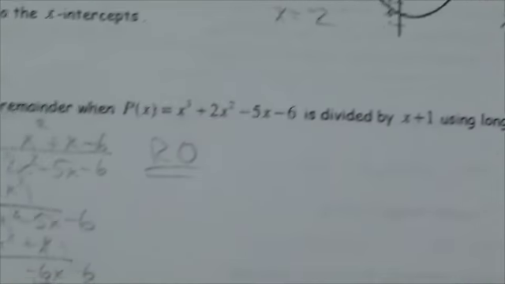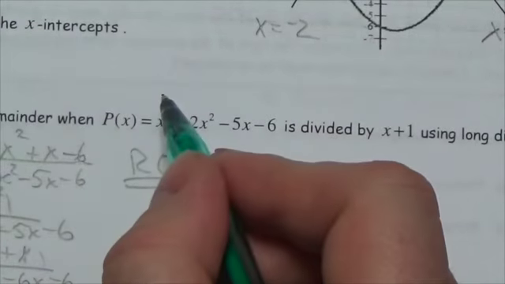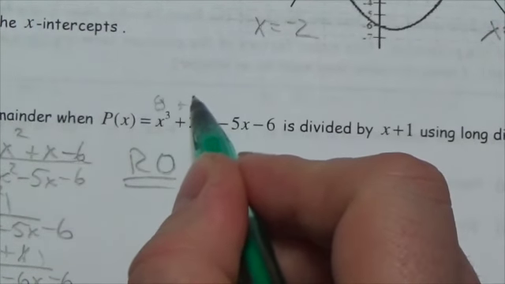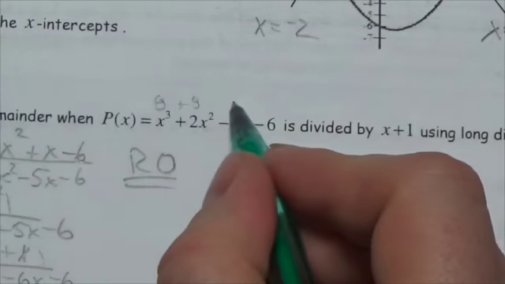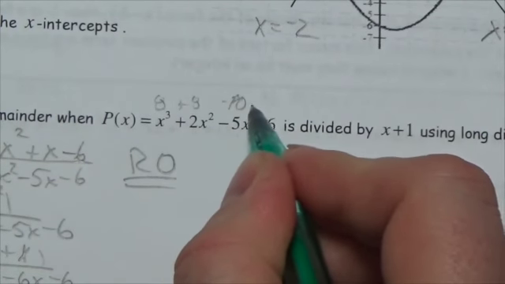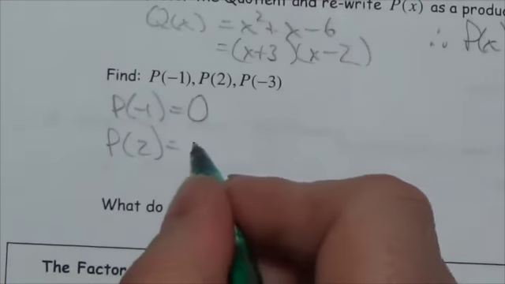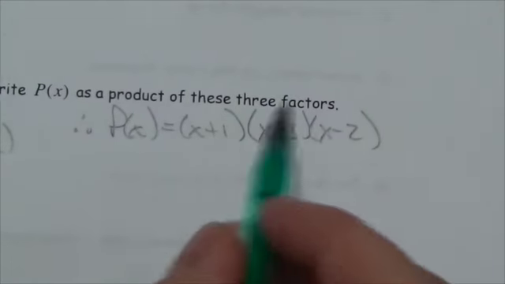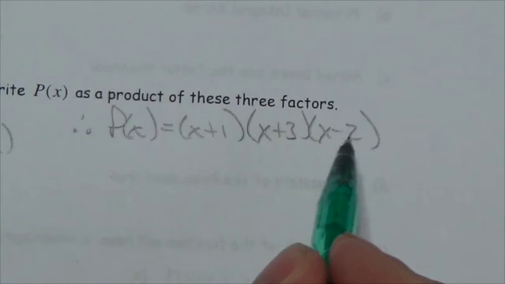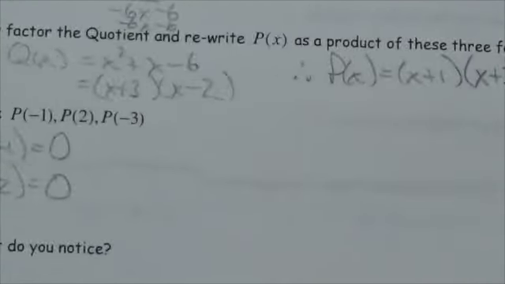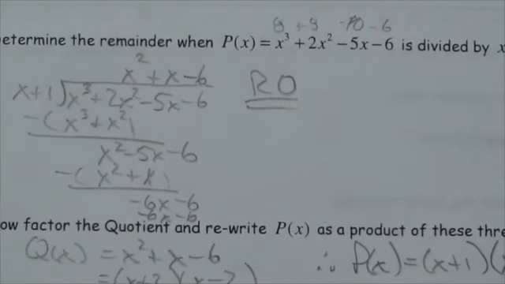P at 2. If I plug 2 into this, 2 cubed is going to be 8. And this is going to end up being 8 as well. So that's going to be 16. Minus 5 times 2 is going to be negative 10. Minus 6, negative 16. Well, look at that. That goes to 0. Interesting, because over here, if I plug 2 into this, this factor goes to 0, and the whole thing goes to 0. It's almost like these two are identical.